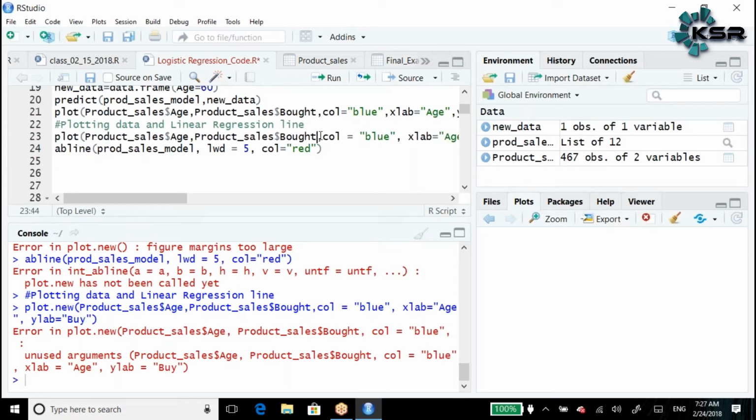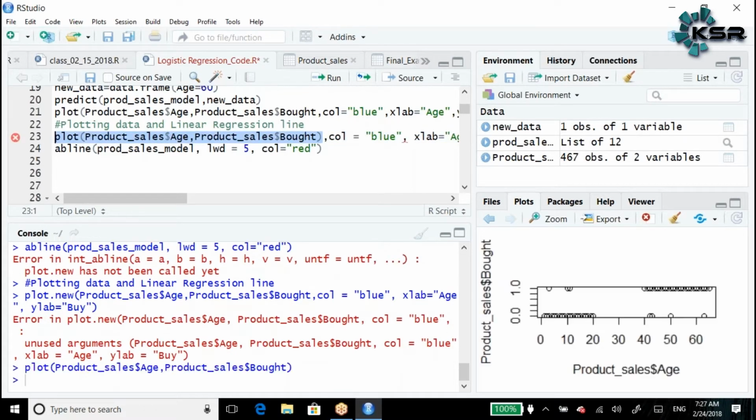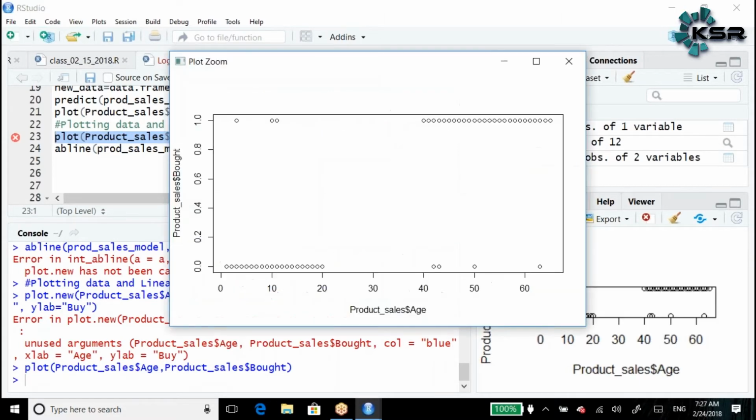Okay, let me just discuss this point only. Maybe there is some issue. Let me write down the step here. See, here age is on the x-axis and the binary outcome is on the y-axis. If you look into this graph, what happens? There are some values on the y-axis.